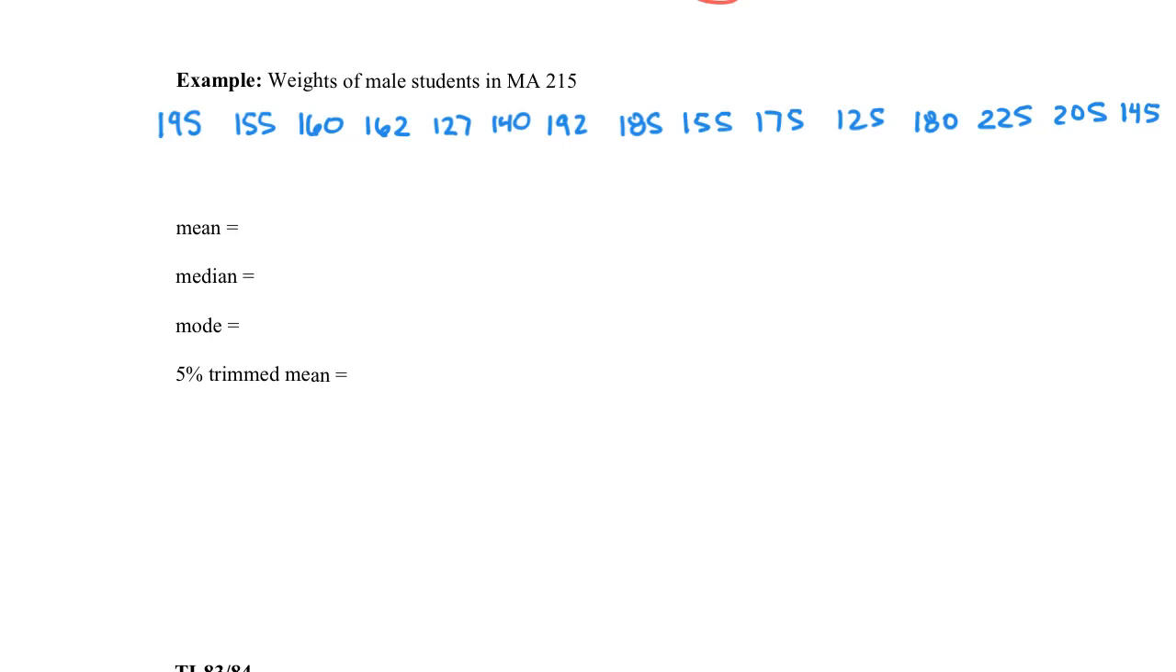So here we have some data. Let's say these are weights of male students in Math 215. What we want to do is find the mean, median, mode, and the trimmed mean. We'll do this by hand first, and then I'm going to show you how we'll do it in reality in almost all cases. We're going to use the graphing calculator, but first let's just take a few minutes here. Don't worry about the trimmed mean yet. You can leave this one alone.